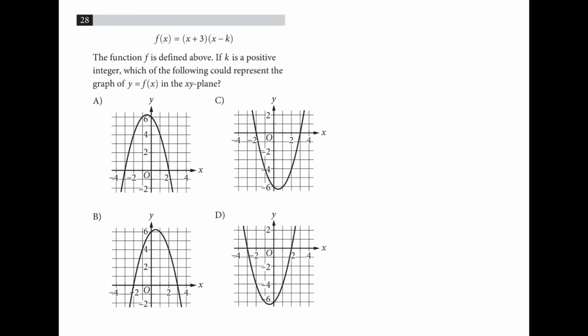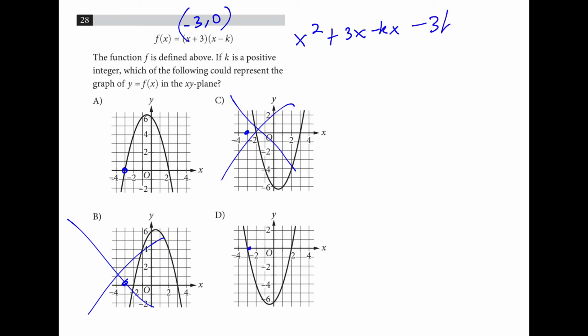So I know that this crosses at negative 3. I should have the point negative 3, 0 on my graph. Some of these have it, some of them don't. That rules out these two. And if I just expand this, I get x squared plus 3x minus kx minus 3k. But notice that x squared itself has a positive coefficient, a positive 1. So it's opening up. So D is your answer.